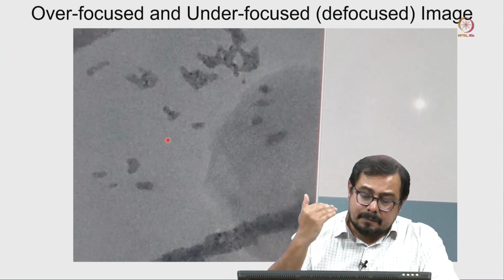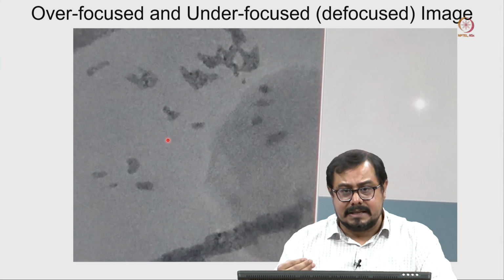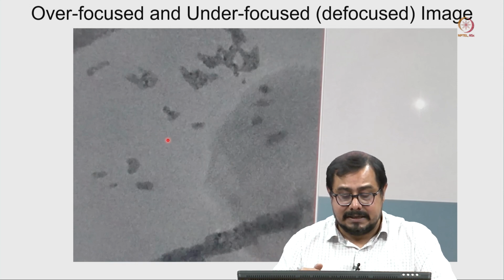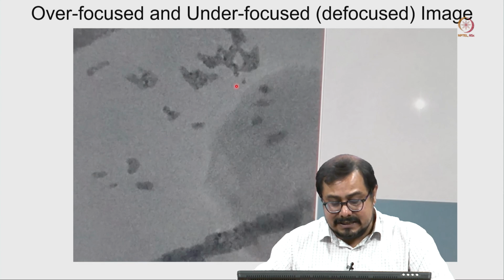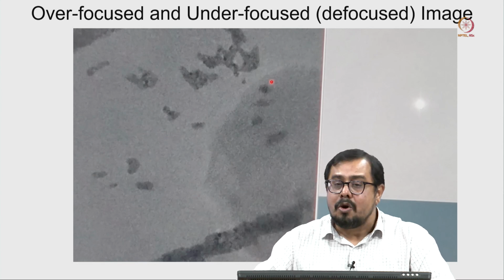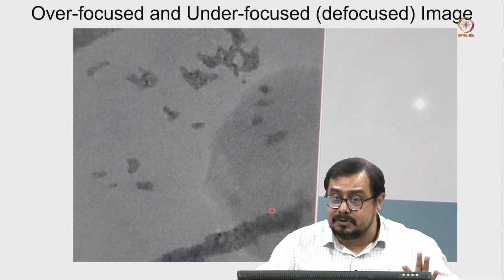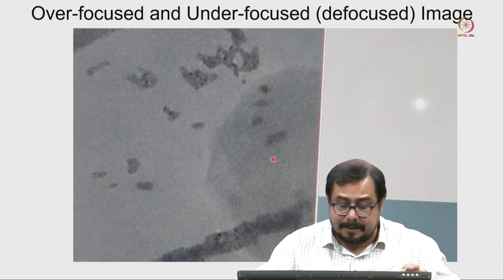So, then if we really want to see our biological science sample, we have to defocus our images, and here you can see this is not a defocused image, but when you defocus that image, the boundary will be very clear of this big object, even it is not a biological science sample.